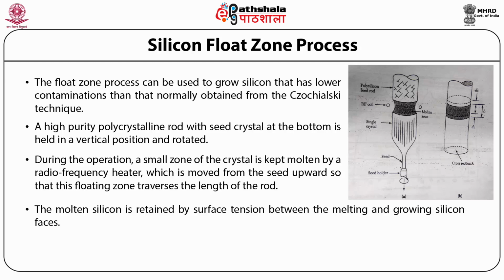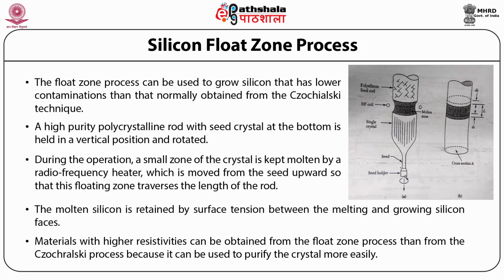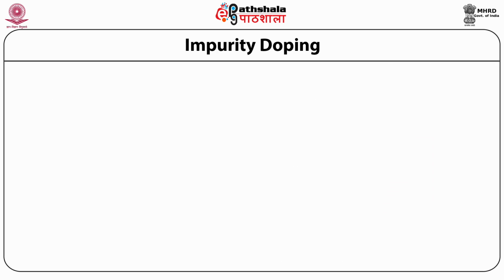As the float zone moves upwards, a single crystal silicon freezes at the zone's retreating edge and grows as an extension of the seed crystal. So students, materials with high resistivities can be obtained from the float zone process than from the Czochralski process because it can be used to purify the crystal more easily. So let us now discuss impurity doping.